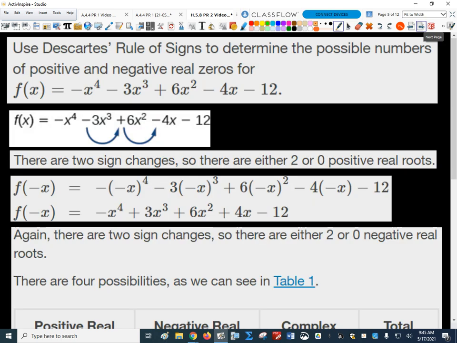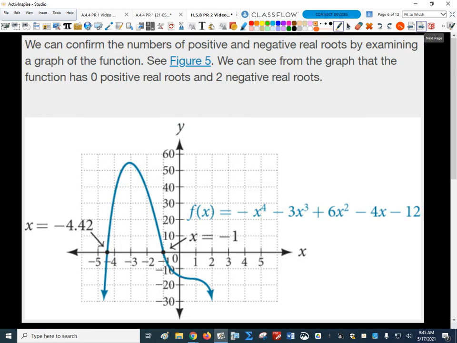Here's just an explanation of what we just did. And then there's graphic confirmation. If you actually graph this, you can see that it does have 2 negative real zeros and 0 positive real zeros. Okay. That's good for today.